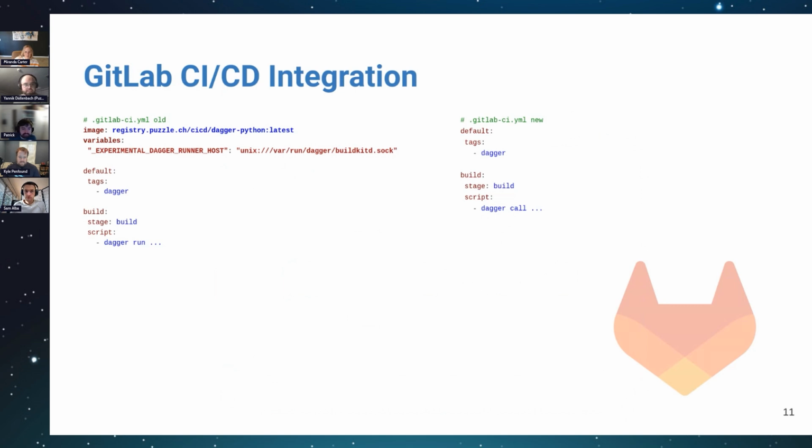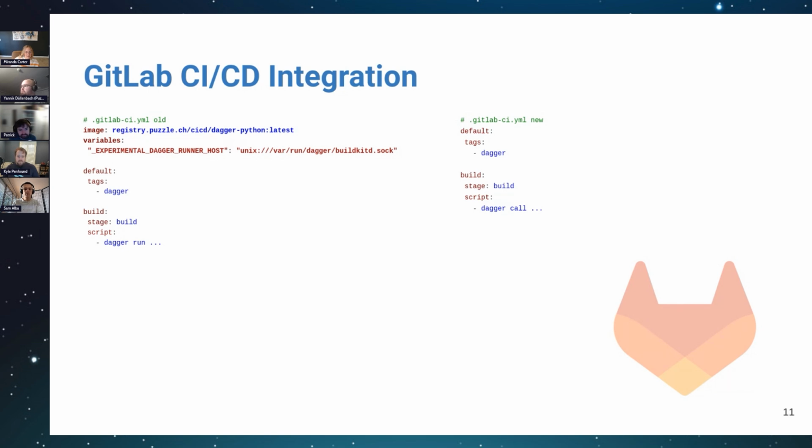Another thing, the GitLab CI/CD integration. On the left-hand side, you see our old setup, which had some reminiscence of the pre-Zenith ways. I'd say the pre-Zenith era of Dagger. Here is a Dagger Python image included, which also bundles the Python SDK, which was used before to connect to the Dagger engine or start up with the Dagger engine. And we also didn't really abstract away the Dagger host environment variable.